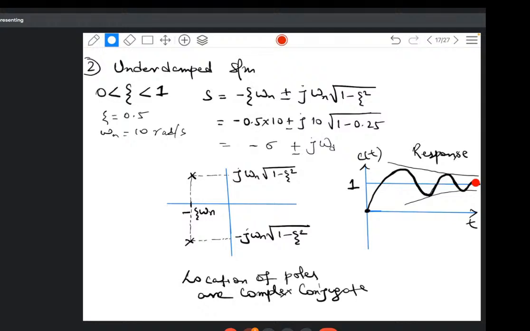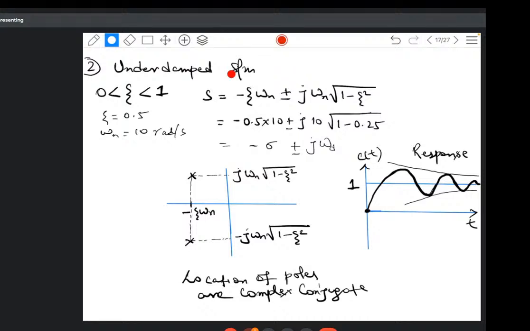Now, if you want to check the pole location, you can see that it has a negative real part, which means it has a real part and an imaginary part also. So it will lie in the complex plane. As you know, S equal to minus A plus minus JB lies in the complex plane in the LHS part. So the poles are in the LHS of the complex plane, and the poles are complex conjugate.